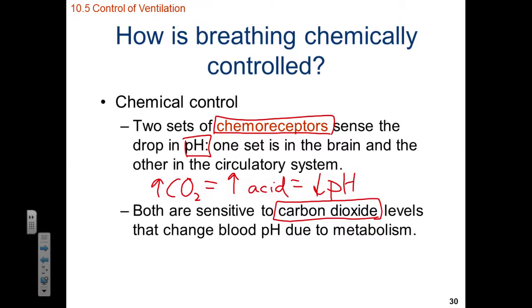So by decreasing the pH and increasing the carbon dioxide concentration, and by measuring that with chemoreceptors, we can increase the rate of breathing. So if somebody has a lot of carbon dioxide in their blood, their brain is going to say, hey, you need to breathe in and out more. You need to get that extra carbon dioxide out of your bloodstream. If somebody has a pH that is too acidic, the brain is going to tell them, hey, you need to breathe in and out a lot more. We need to change that and remove the acid from your bloodstream.